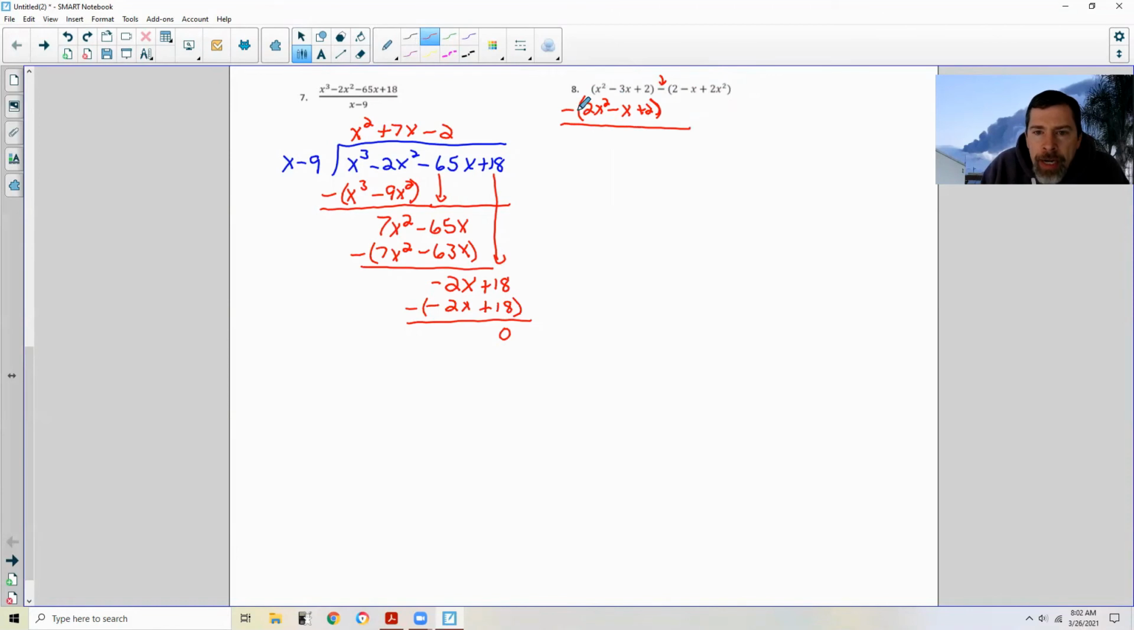X squared minus 2x squared is a negative x squared. Negative 3x minus a negative is plus x. That'd be a negative 2x. 2 minus 2 is 0. My answer is negative x squared minus 2x.